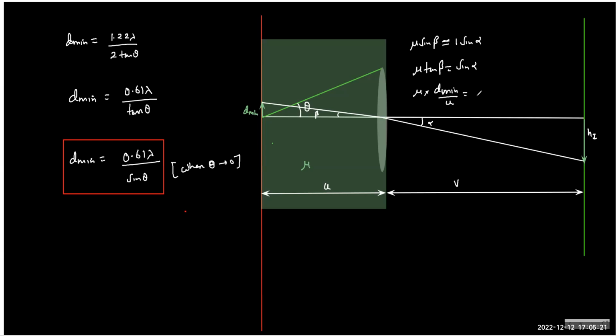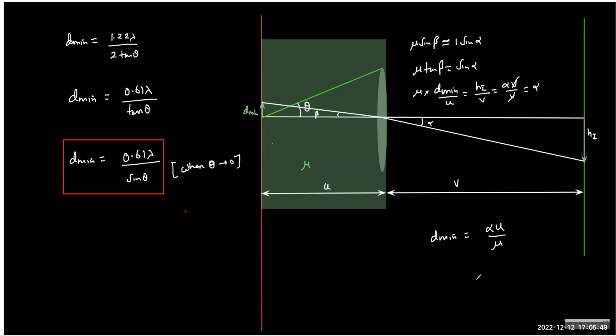And then sin alpha you can write as HI by V, right? So what you can realize is that HI we know how to find. So HI is alpha into V. So this means this is always alpha. But now the D minimum will be how much? Alpha U by mu, correct?